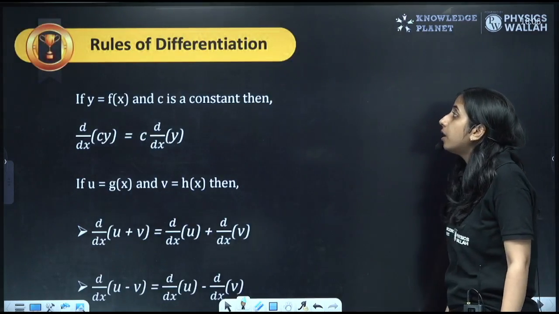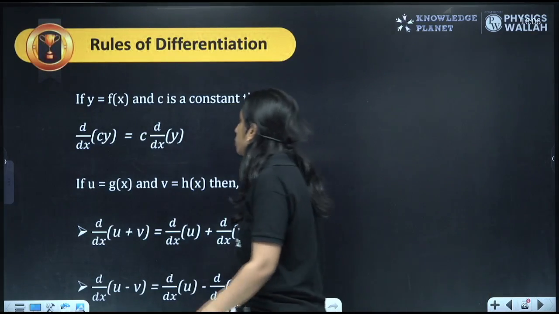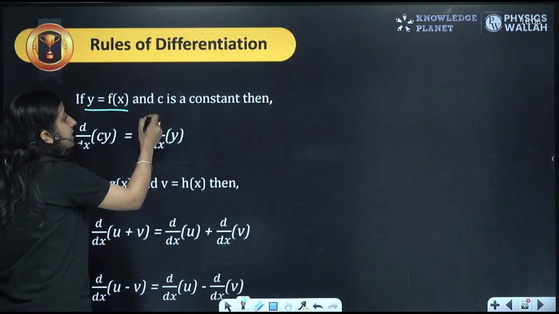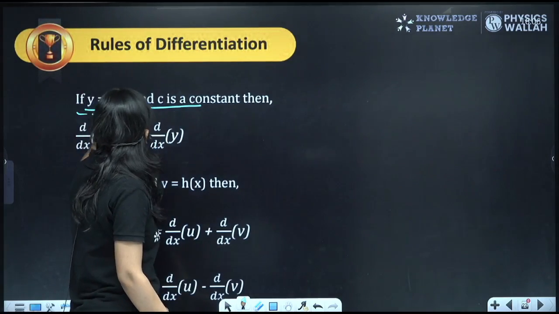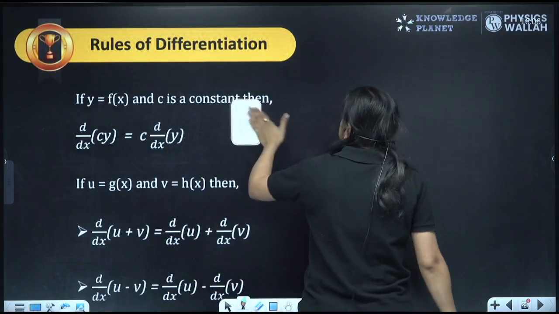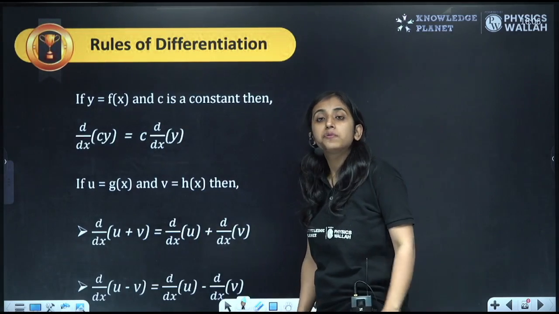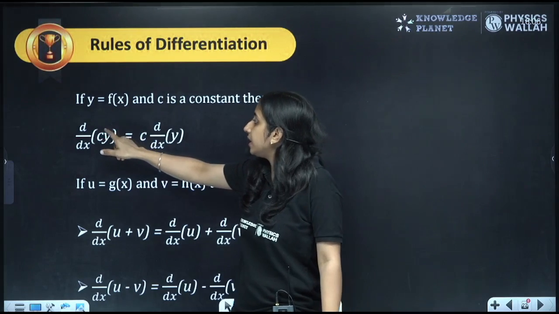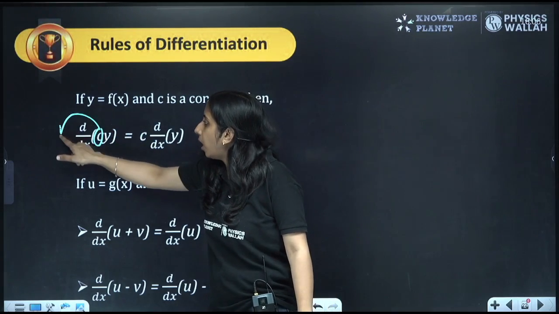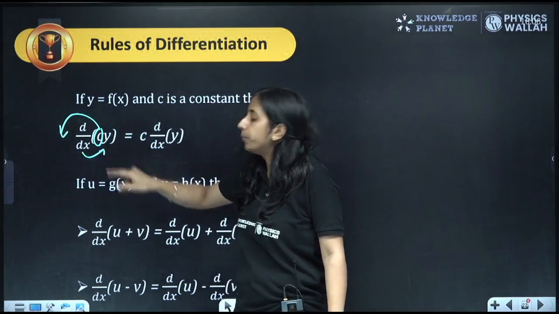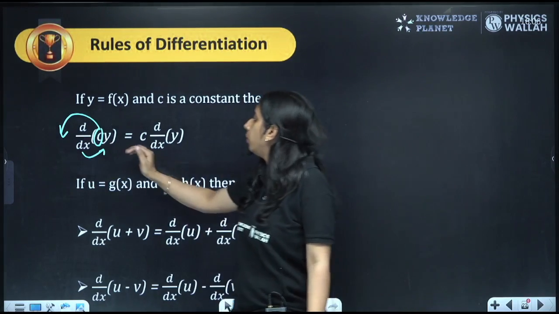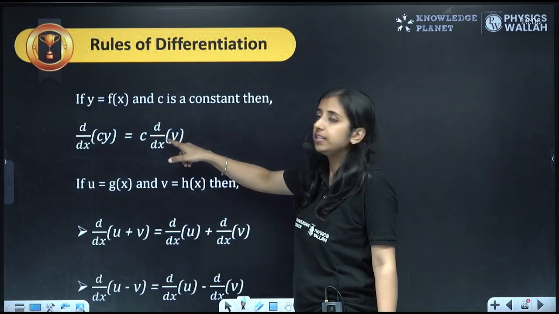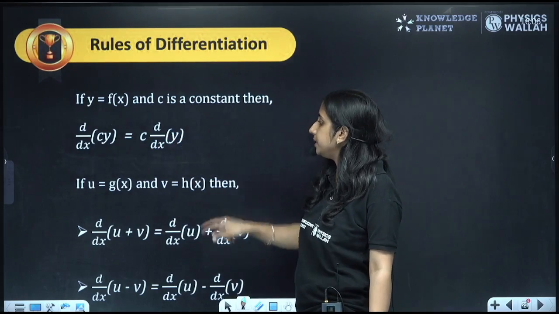Now there are some rules of differentiation. If we have y as a function of x and c is a constant, I want to find the differentiation of c multiplied by y. Now this c is a constant, so it will come out of the differentiation. The operator will be applied only on y. So this will become c times d by dx of y, that is c dy by dx.